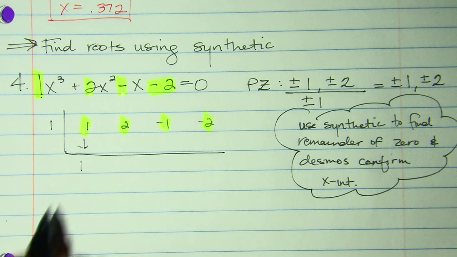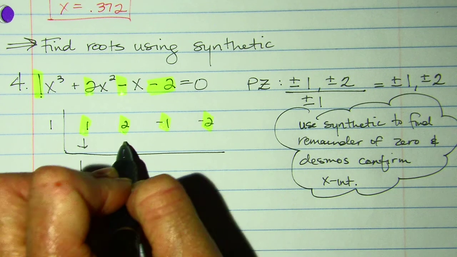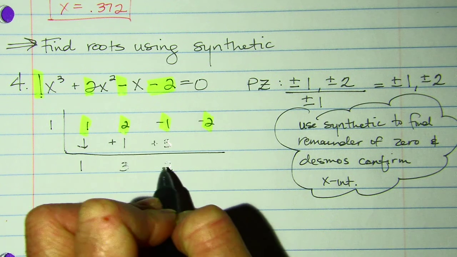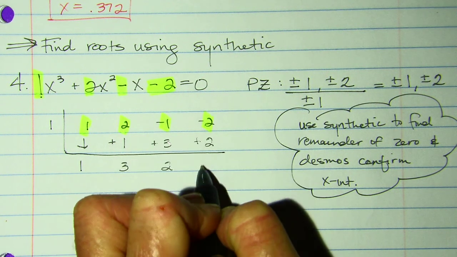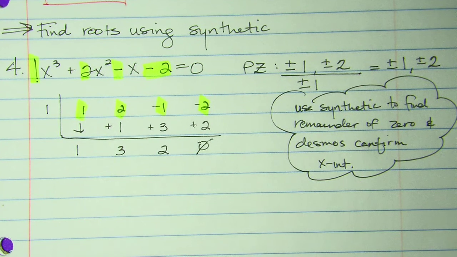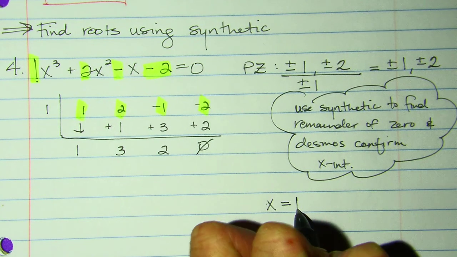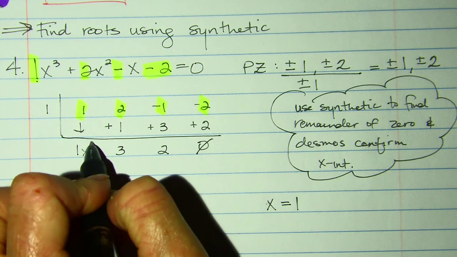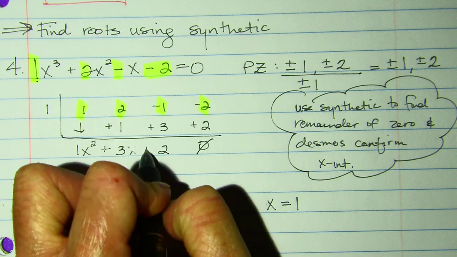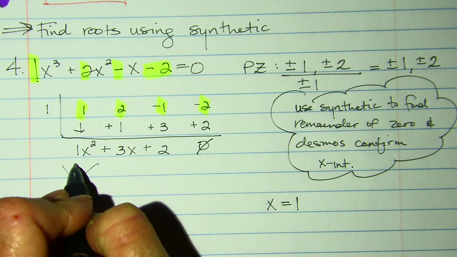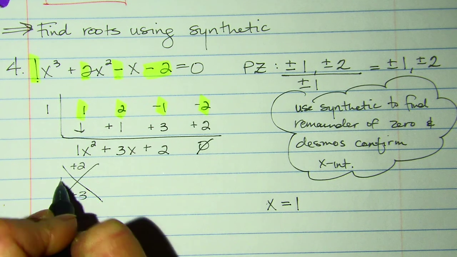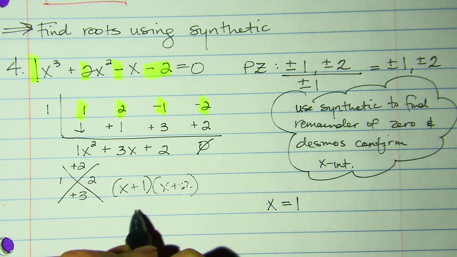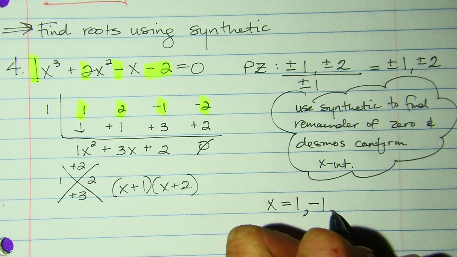Bring down the first, multiply by the number out here. 1 times 1 is 1, add to come down. 3 times 1 is 3, add to come down. 2 times 1 is 2, add to come down, and I get a remainder of 0. So far I know that x equals positive 1 because it gave me a remainder of 0. Now I'm going to write my new polynomial, 1x squared plus 3x plus 2, and factor: positive 2, positive 3, so my factors are 1 and 2, x plus 1 and x plus 2. So now my two new solutions are negative 1 and negative 2.